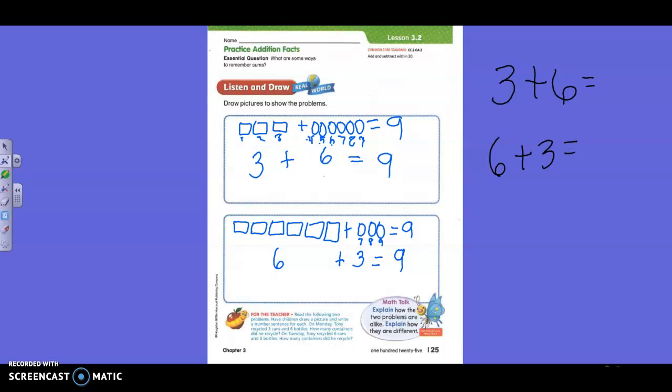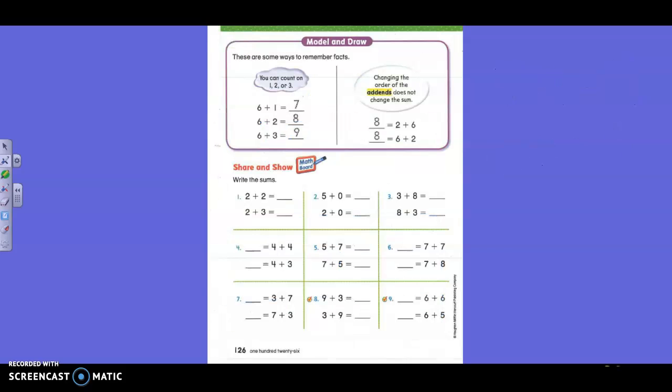Okay? You can flip add-ins, which are the 2 numbers that you're adding, and still get the same sum, which is the number that you are going to for the answer. It's going to be 9. Okay? Flipping doesn't change it. You're still adding the same amount. Okay? Does that make sense? Turn the page.